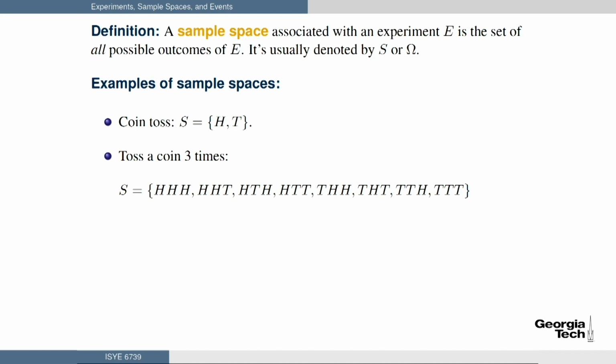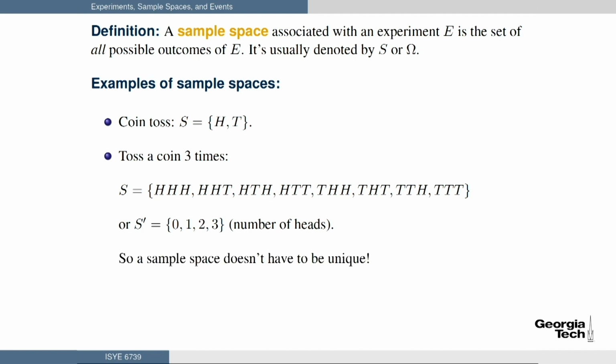On the other hand, if your experiment was just to count the number of heads that you observe, then we could do a slightly different sample space. Let's call it S prime equals 0, 1, 2, 3, corresponding to the number of heads that you see when you toss the coin 3 times. So this illustrates that a sample space doesn't have to be unique, and what I'd say is try to pick your sample space so that it answers the question that you're interested in in your experiment.